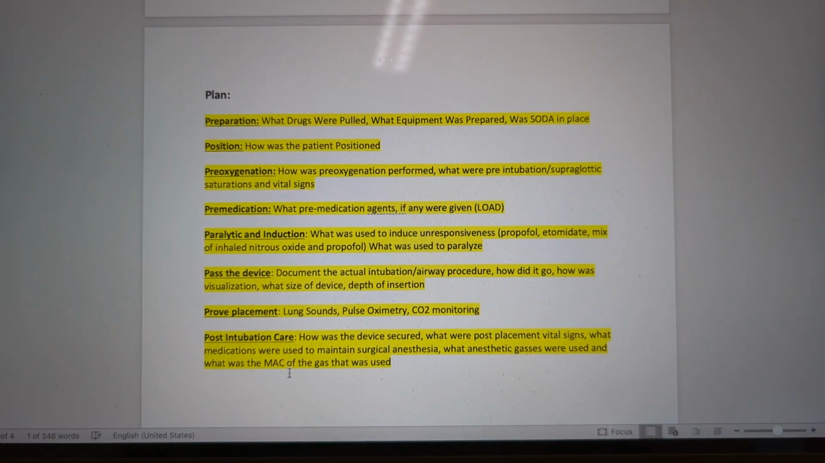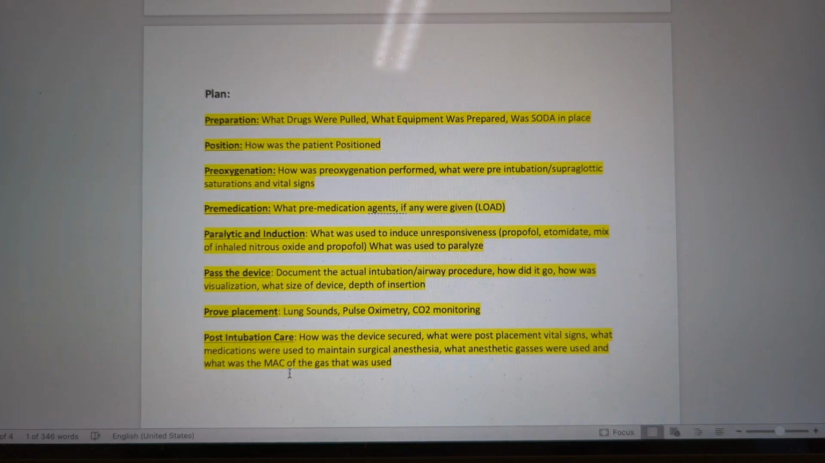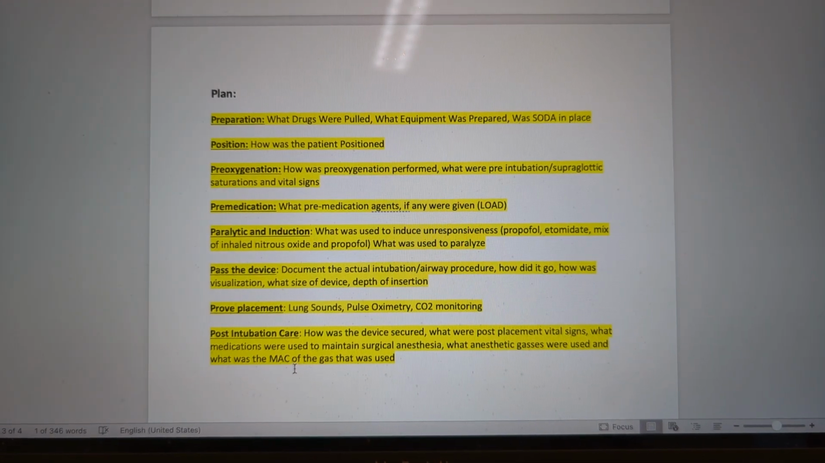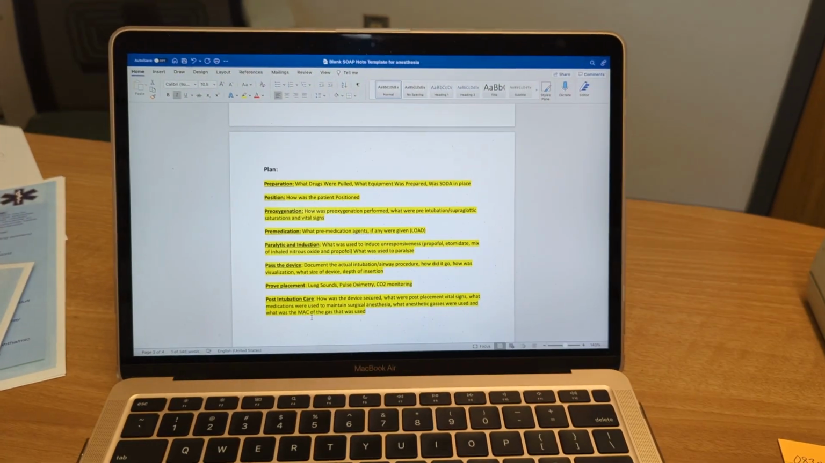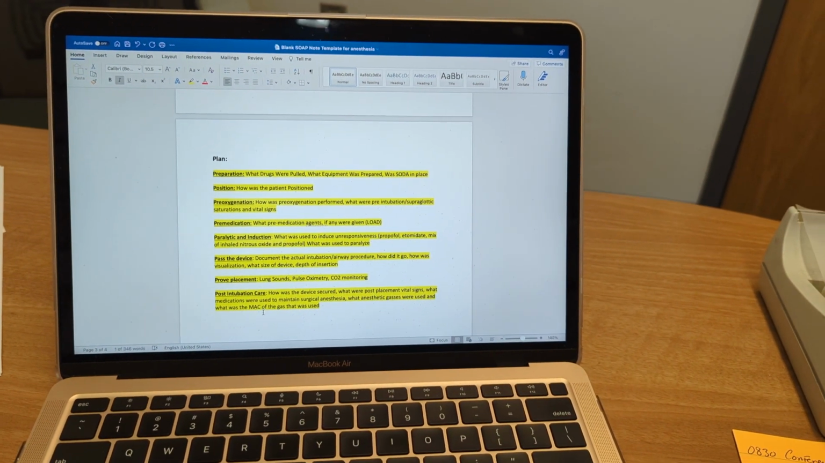All right, so those are the modifications that you need to make to the SOAP note charting in regards to the anesthesia rotations in the operating theater that you all will be doing here in the next day.